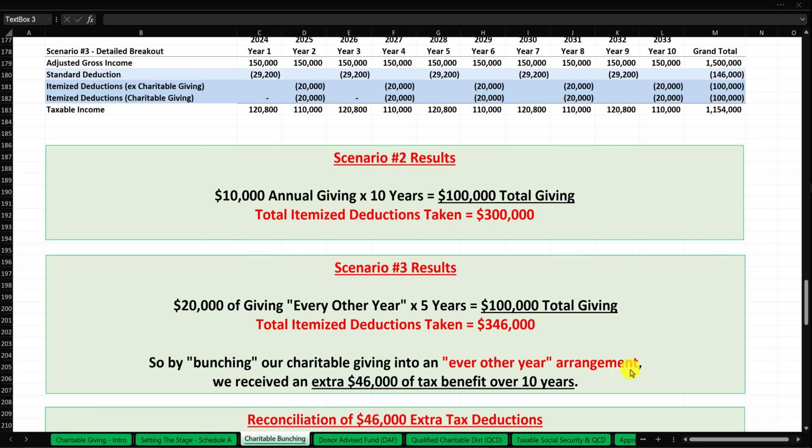So by bunching our charitable giving into an every other year arrangement, every other year from a tax perspective, but again, basically one time annually from a fiscal perspective, from a budgeting perspective, yeah, it's 1 day late, but it's still almost every year. It's still on an annual basis, except for tax purposes, it's an every other year arrangement. And so by doing that, we received an extra $46,000 of tax benefit over 10 years.